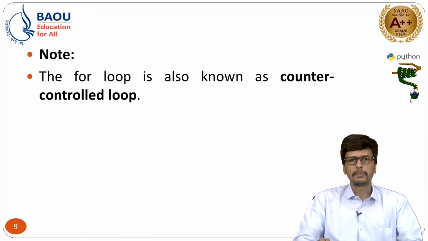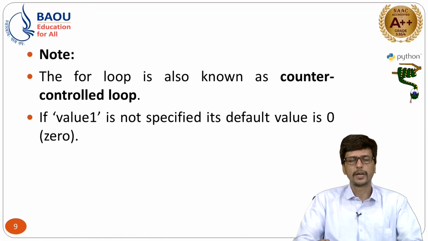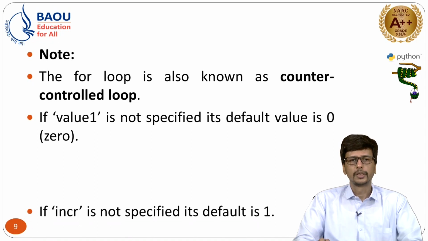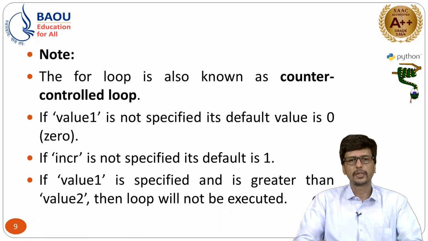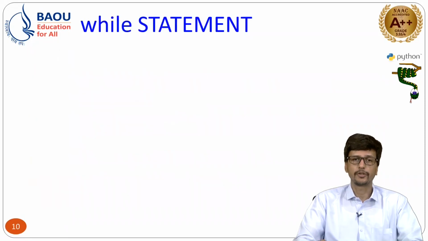Now remember a few key points while using this for loop. The for loop is known as a counter control loop. If value 1 is not specified, then by default the value is 0. If INCR is not specified, then by default the value is 1. If value 1 is specified and it is greater than value 2, then the loop will not be executed. So these are some of the points that you have to keep in mind while using the for loop.